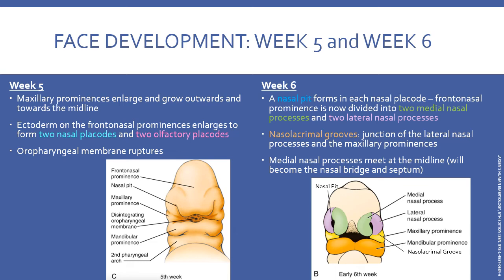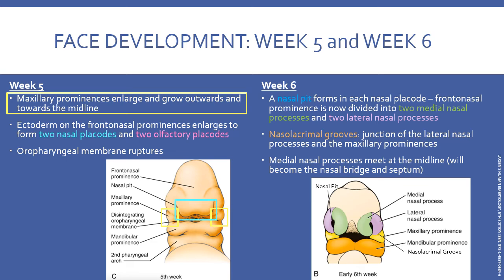All right, so week 5. Week 5 starts off with maxillary prominences growing larger and growing forward and then towards the midline. They're going to move towards the midline ultimately to meet. And then the ectoderm on the surface of the frontonasal prominence is going to enlarge, and it's going to form 2 sets of placodes, 2 nasal placodes and 2 olfactory placodes. Now, we're not going to talk about the olfactory placode in this class, but we will go into the nasal placodes in just a minute. Finally, in week 5, the oropharyngeal membrane will rupture, which then allows the mouth to be continuous with the GI tract. In week 6, we get the formation of nasal pits.